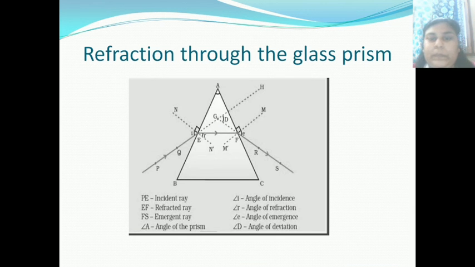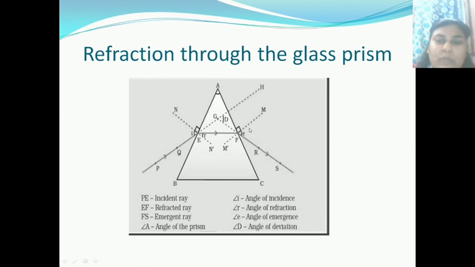Now you can see here, PE is the incident ray which is incident at the point E on the prism. We are drawing a normal here, N dash. This is the normal N dash. You can see the EH line, the dotted line. This is the straight path of the ray, but due to refraction it bent towards the normal. You can see it bent towards the normal and goes in direction EF. This ray is known as the refracted ray. EF is known as the refracted ray. After reaching the point F, we are again drawing a normal, M dash, and this time the ray has gone from denser to rarer medium, so it moved away from the normal.